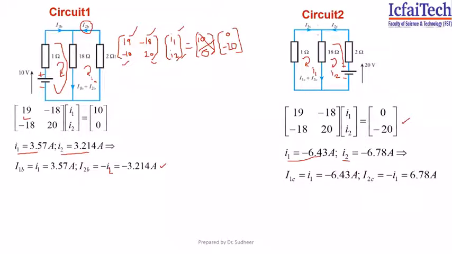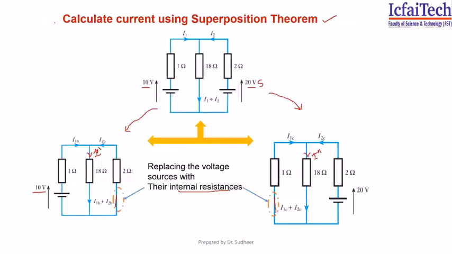Considering the current directions given in the problem, I1C is equal to small I1, I2C is equal to minus of small I2. Because small I2 is flowing in the left to right direction, I2C is flowing in the opposite direction. So the superposition theorem says that the total current I1 is equal to I1B plus I1C, and the total current I2 is equal to the sum of individual currents, I2B plus I2C.